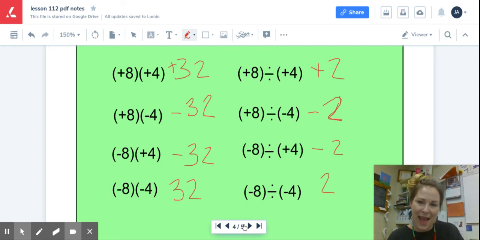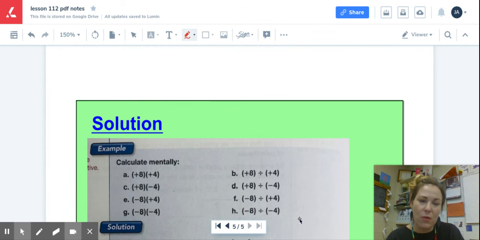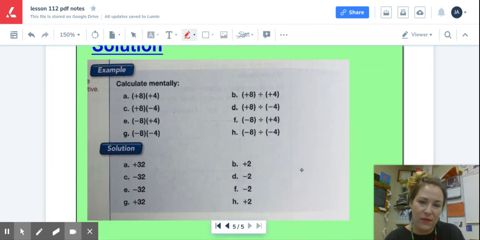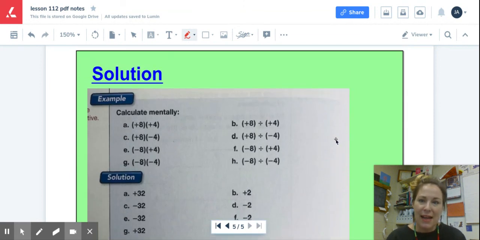I think that's all I had for you. I just included this slide here for notes purposes. These are just the solutions to the problems that we just did. That's it. So yeah, I can sum it up in those two skills, those two facts.